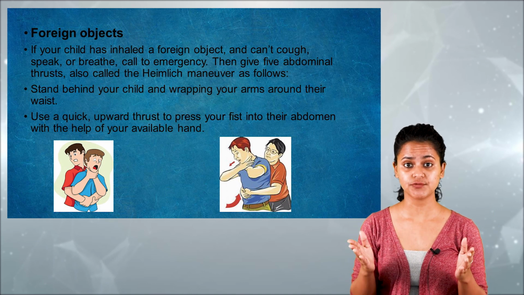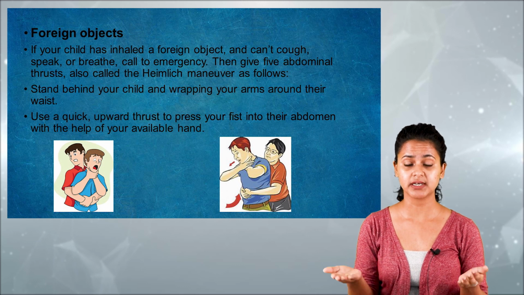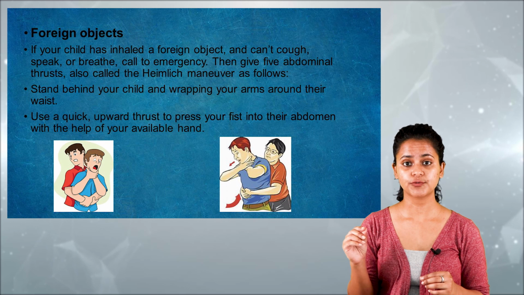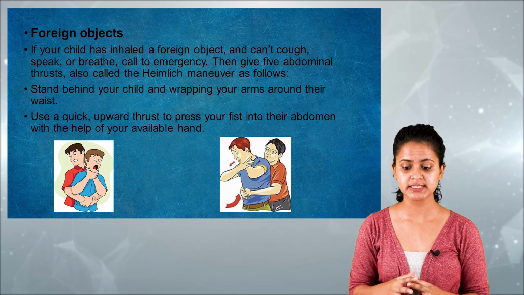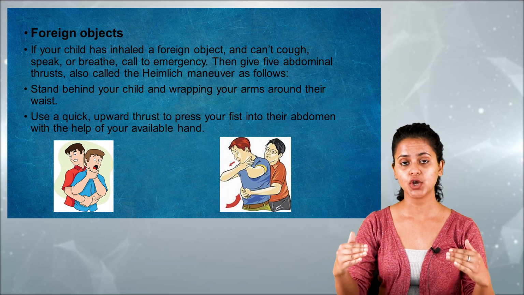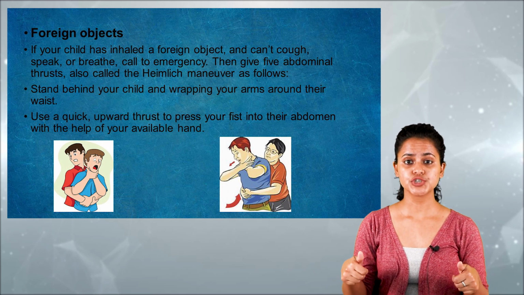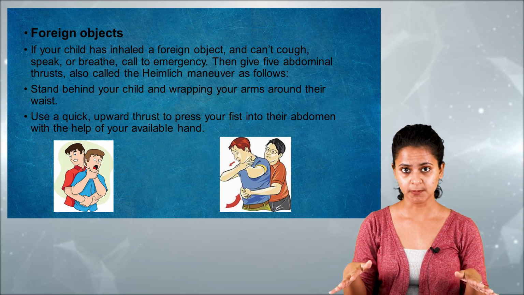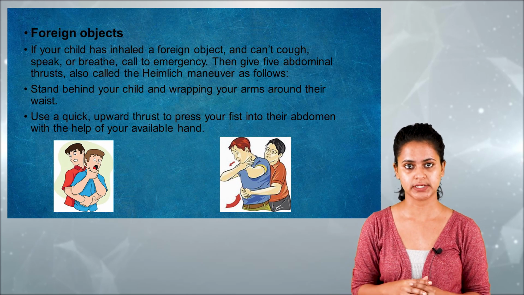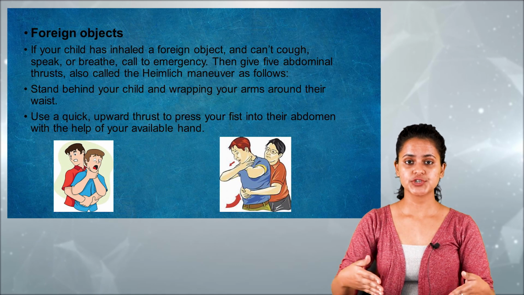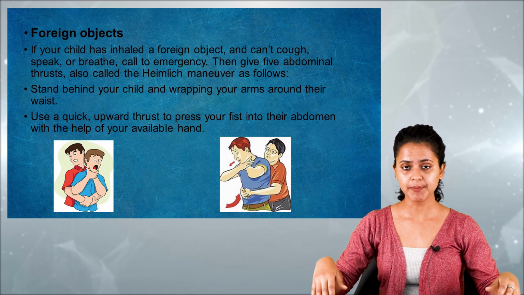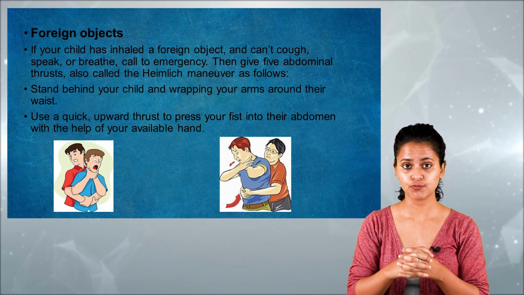Now this maneuver is known as the Heimlich maneuver, which follows these steps. First we need to stand behind the victim and we should wrap our arm around their waist. We should place our thumb just beside the belly button of the victim. So first, we should stand behind the victim and wrap our arm around their waist.